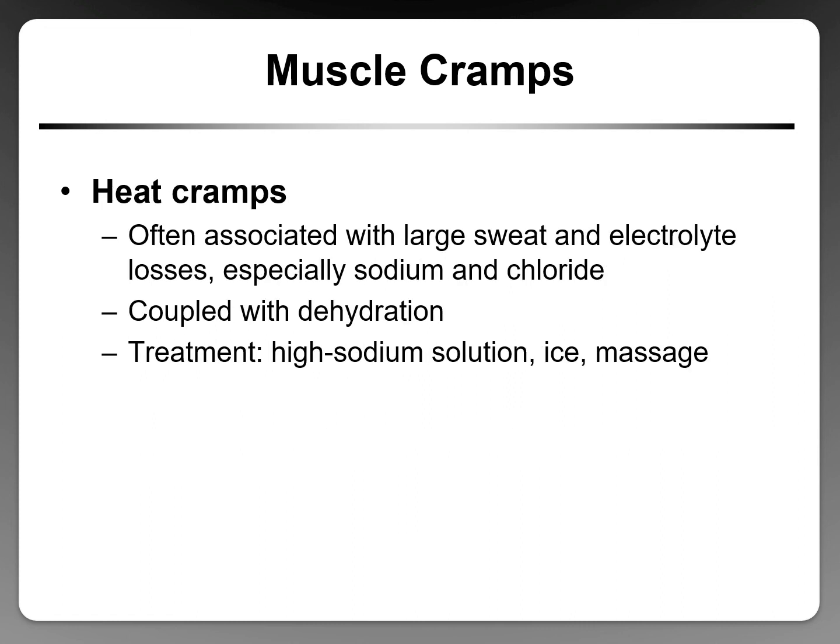And then the last type of muscle cramps are heat cramps. This is going to be associated with large sweat and electrolyte losses, especially sodium and chloride. This tends to also hang out with dehydration. So how do we treat that? High sodium solutions, ice, massage, stay hydrated, try to not exercise in heat.